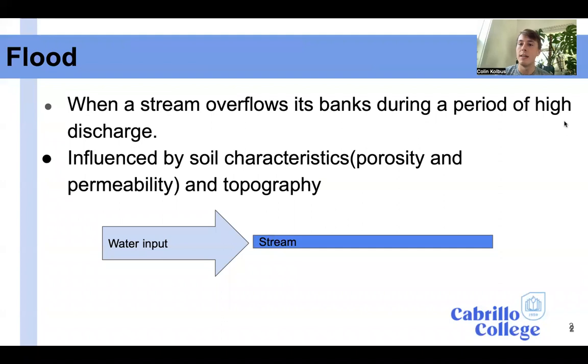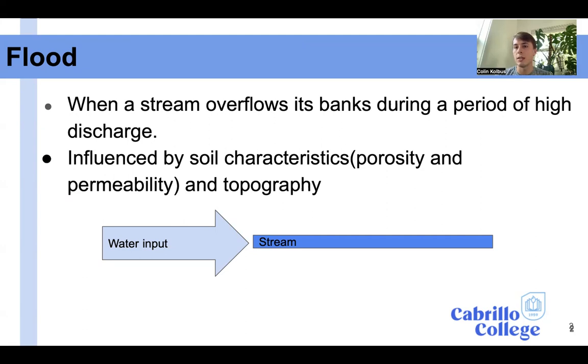A flood, the definition of a flood, is when a stream overflows its banks. We have a stream that has a certain cross-sectional area. It can only take so much water. And so when that input of water exceeds the volume of that stream, it will overflow to accommodate the extra water. And this is influenced by the soil characteristics of that stream and the topography of the region.